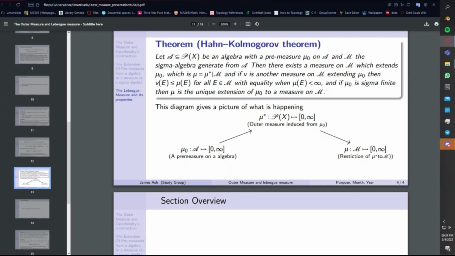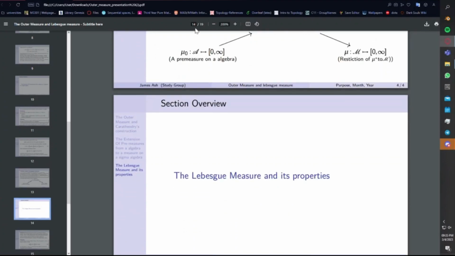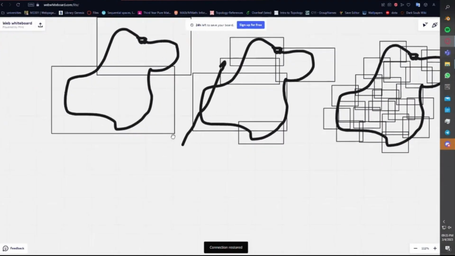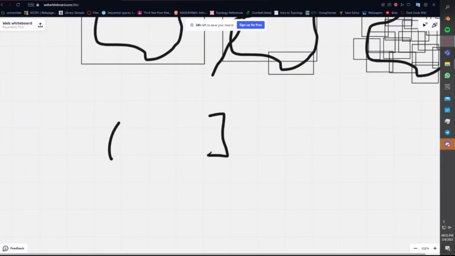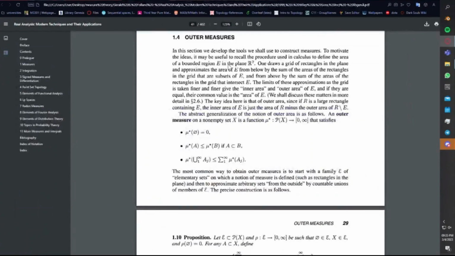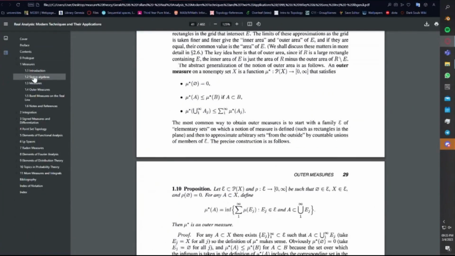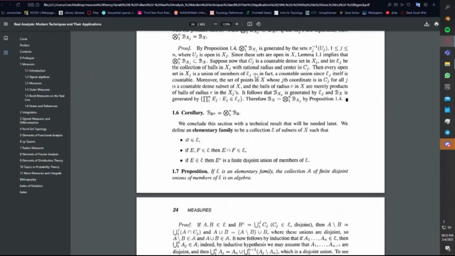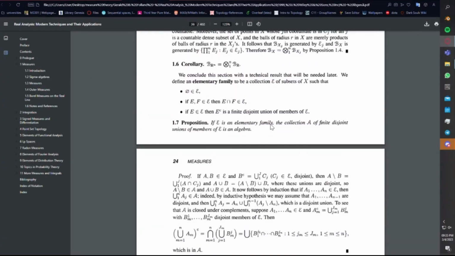We can construct it on an algebra. Well, in the Lebesgue-Stieltjes measure, the algebra is going to be, we take half-open sets, half closed, half open, so they're going to be open from one place and closed from another. And if we take the finite disjoint union of these sets, we get an algebra. And this is also proved, I think, in the very first section of the chapter, somewhere here. Here. If E is an elementary family, then the finite disjoint union of E is an algebra. So we guarantee that we get an algebra.